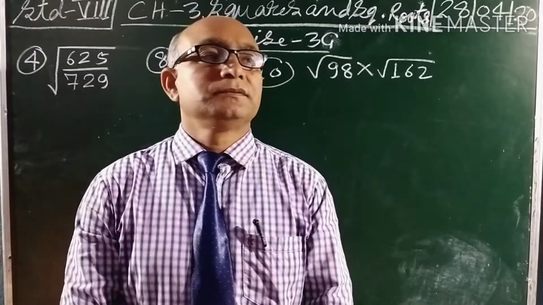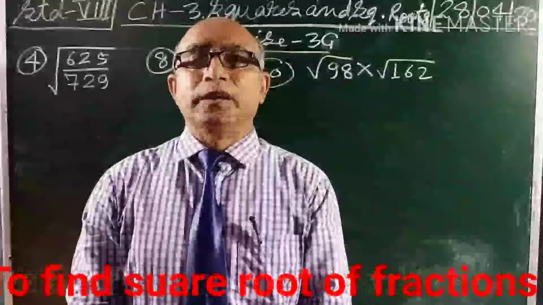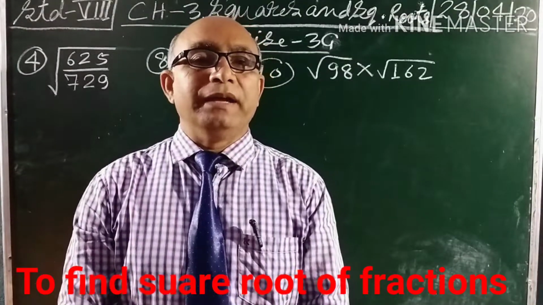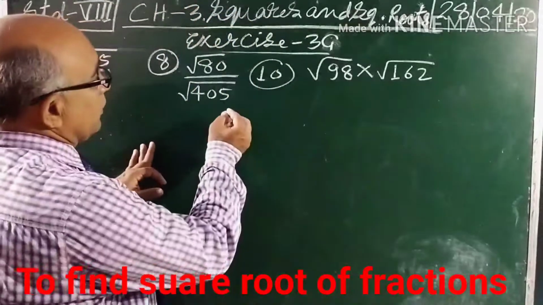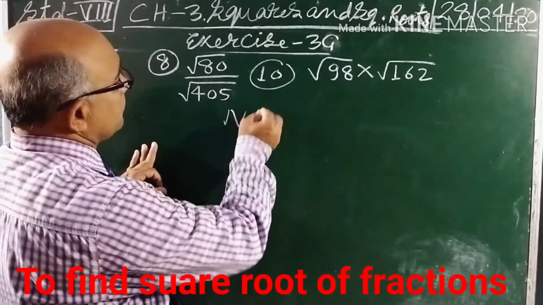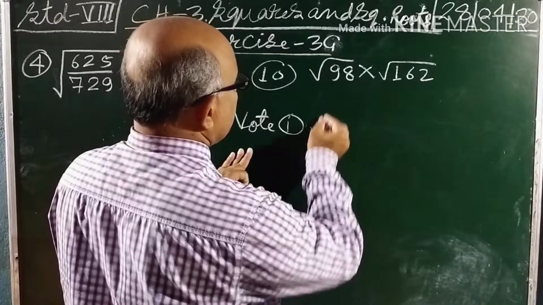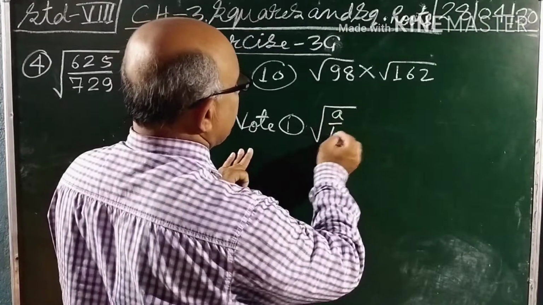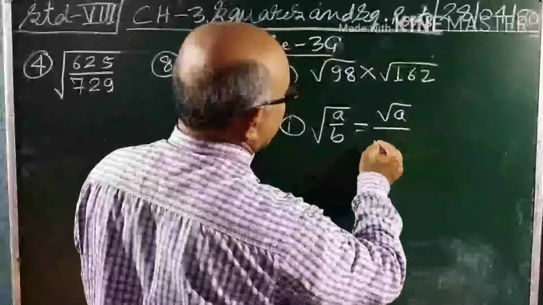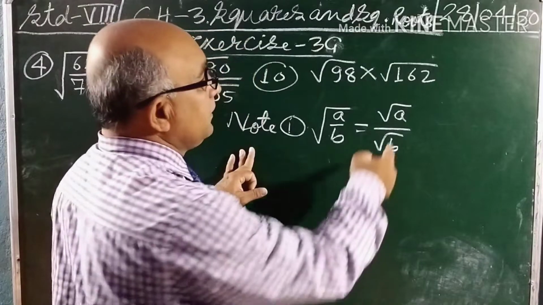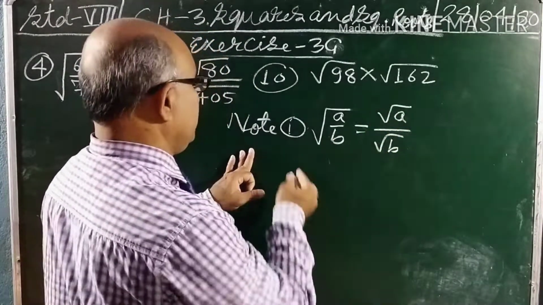My dear students, now I shall discuss with you how to find the square root of a fraction. So, first of all, some important notes. One is: under root a by b equals root a by root b. Similarly, under root a by under root b equals under root a by b.